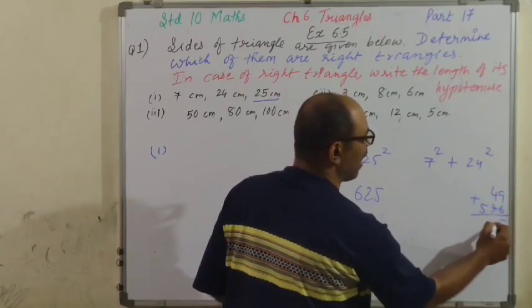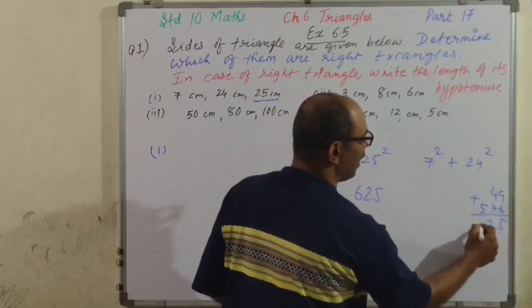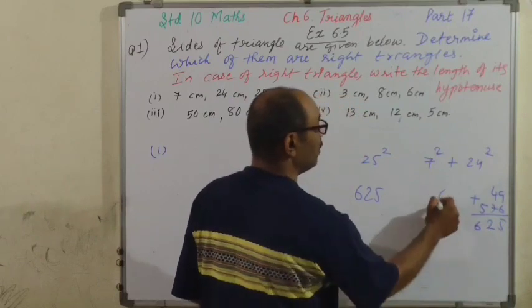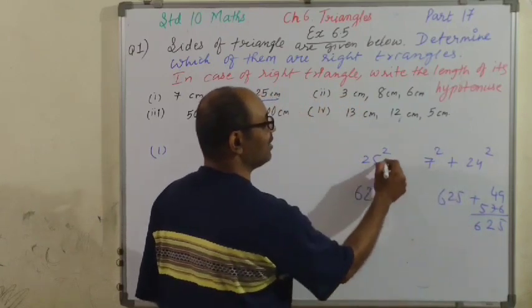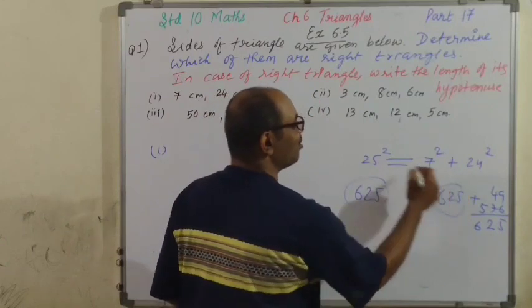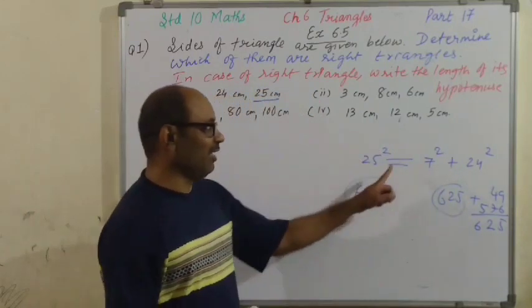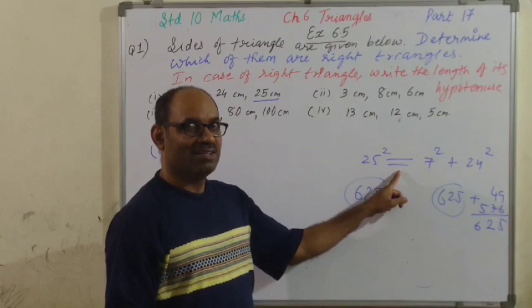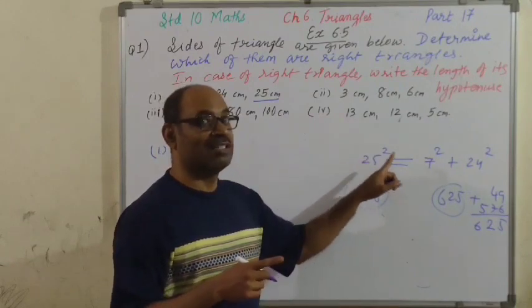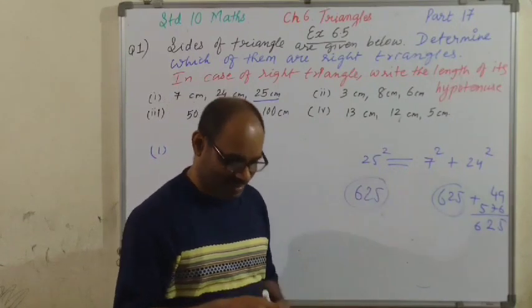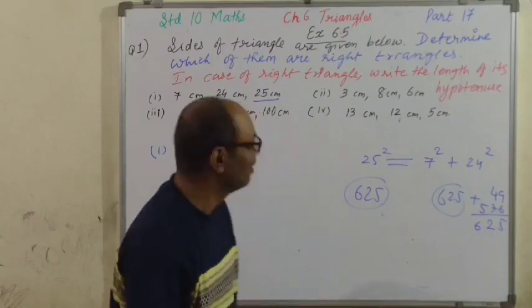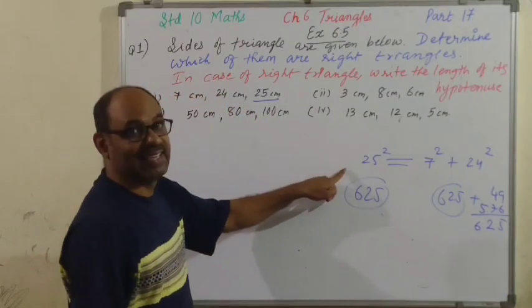दोनों का plus करो. 5, 12 and 6. That is also 625. So these are equal. दोनों same है. So these are equal. So you got equal. So the angle opposite to the longest side is equal to 90. Next. So this is a right triangle.